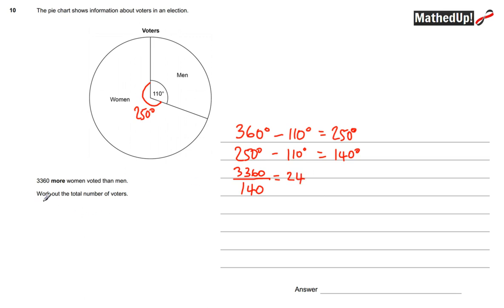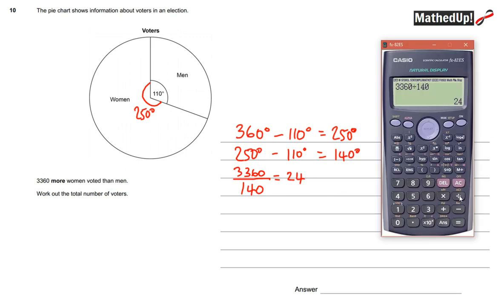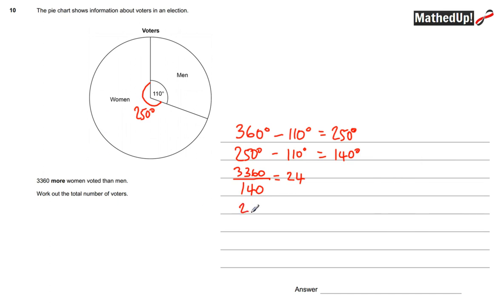Okay, so because we want to know the total number of voters, so 1 degree worth is 24 voters, I need to now multiply that by 360. And that gives me 24 times 360, and that gives me 8,640. So there must be 8,640 total voters.